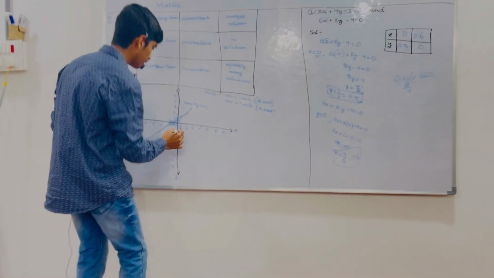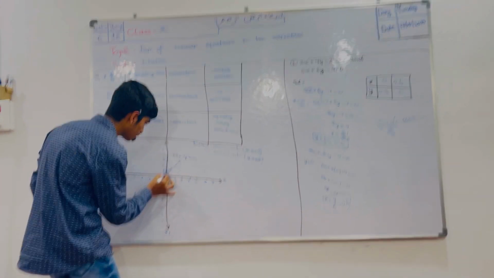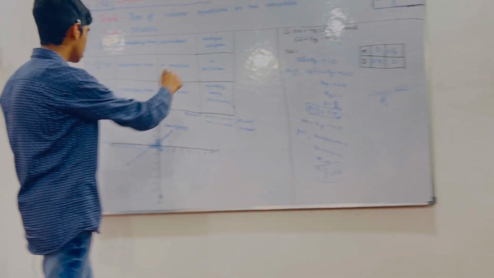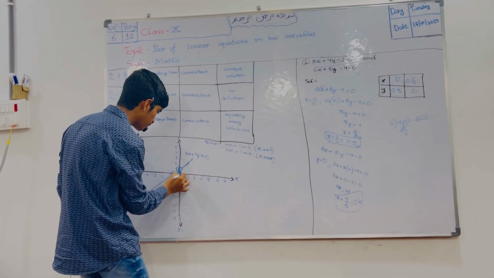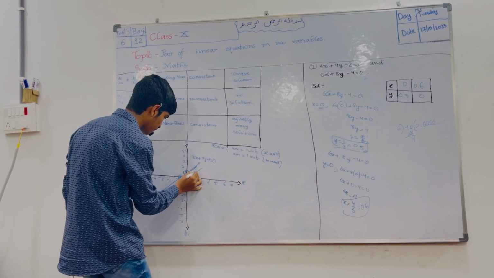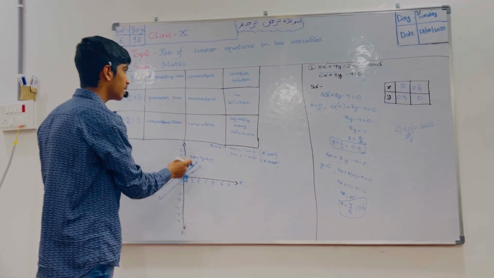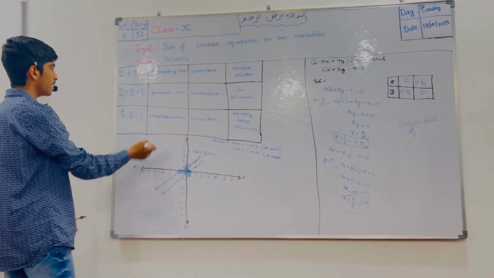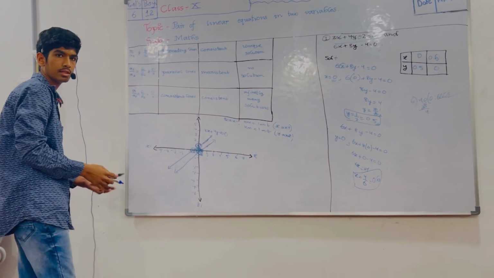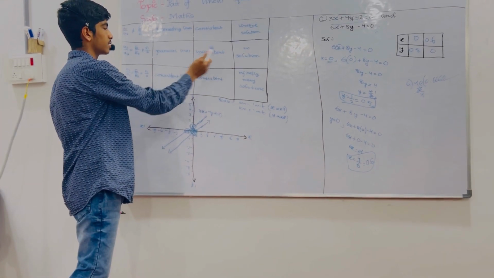X equals 0 means it will come at the origin. 0, 0.5. 0.5 means here. So here we get parallel lines. Parallel lines means a1 by a2 equals b1 by b2 is not equal to c1 by c2. So the given equations are inconsistent.